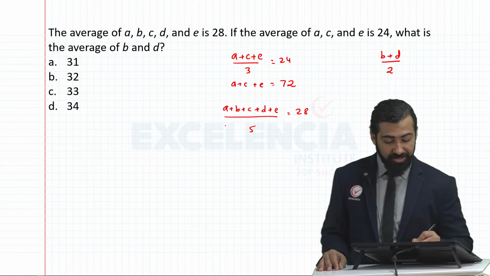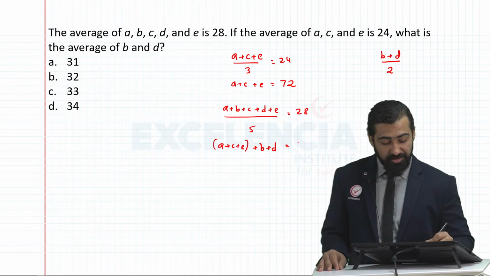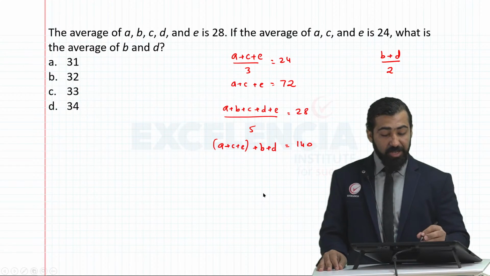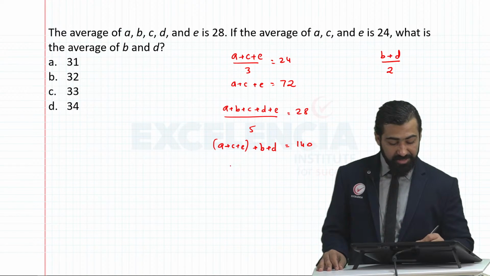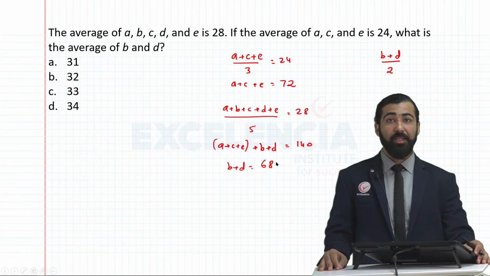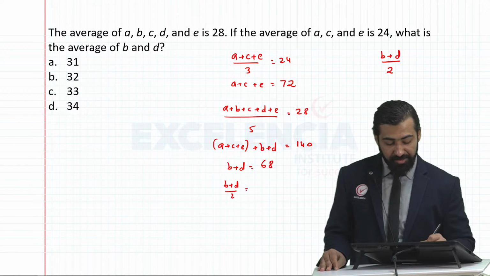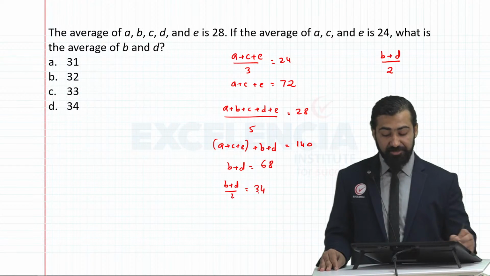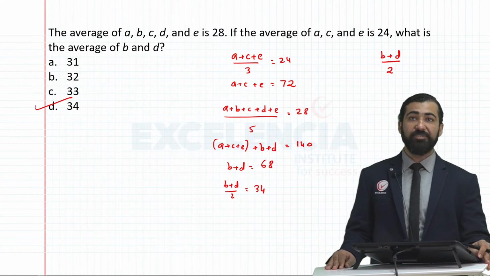I'll get 140. So A plus B plus C plus D plus E is equal to 140. Now the value of A plus C plus E is 72. When this goes to the other side, I'll get B plus D is 140 minus 72, which will give me 68. But I want to find the value of (B plus D) divided by 2, so I divide both sides by 2. I get 34 as my final result. So the average of B and D is 34.